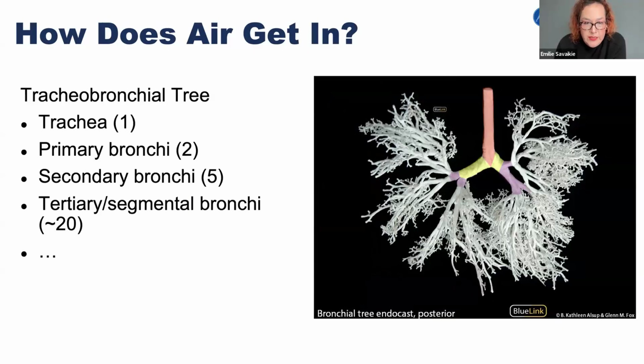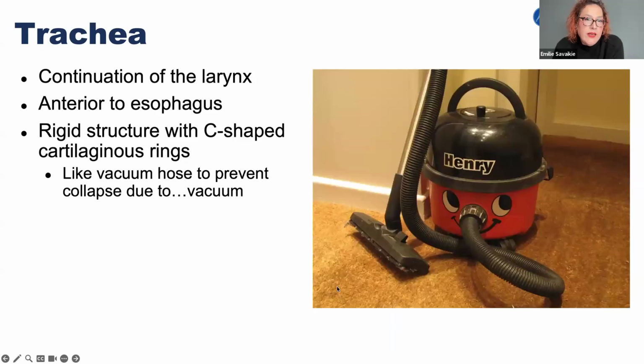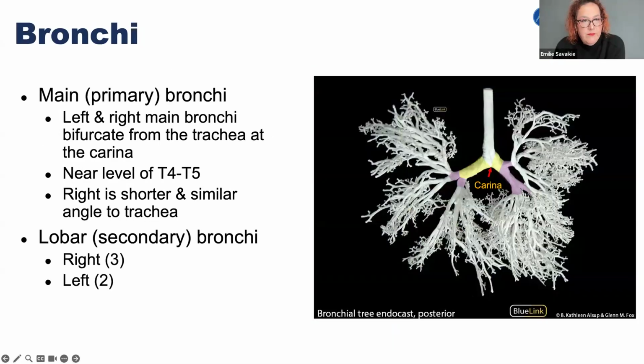And quickly going down this list, we have our trachea, which is a continuation of the larynx, and it's anterior to the esophagus, and it has these C-shaped cartilaginous rings that go around, kind of like a vacuum cleaner hose, to prevent collapse of the hose due to a vacuum, so it doesn't collapse on itself.